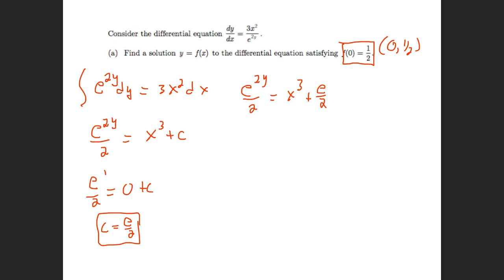I'm going to multiply both sides by 2. That gives me e to the 2y equals 2x to the third plus e. Okay. So far, so good? And I'm going to stop here. I want you to rewrite this as y is equal to.